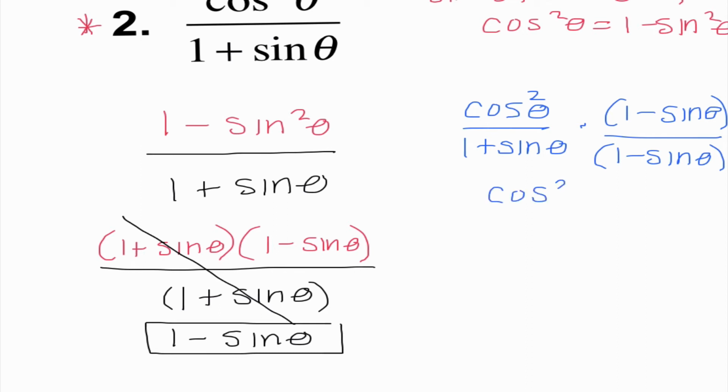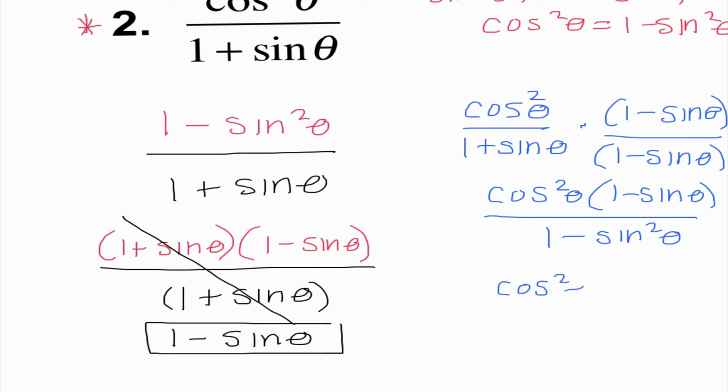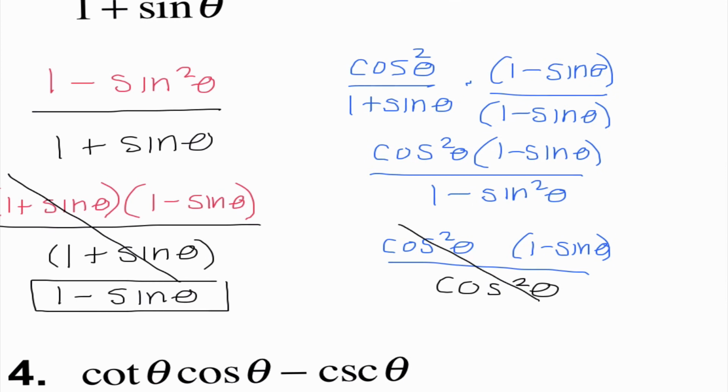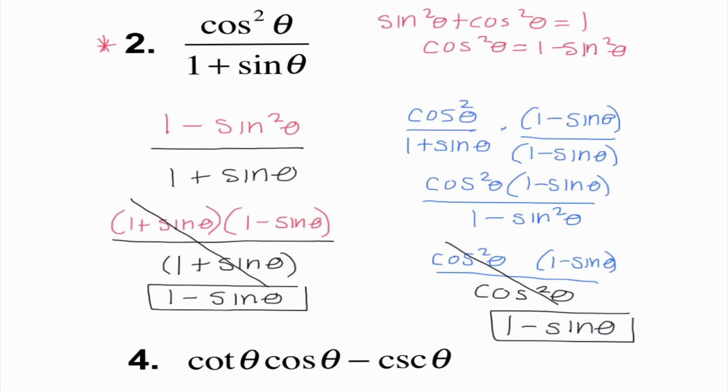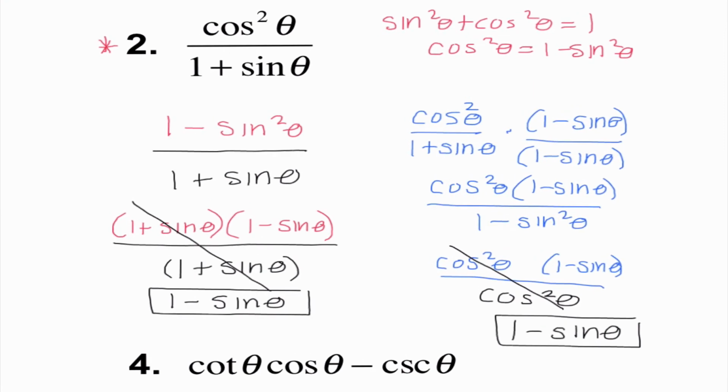So when I do this, I would get cosine squared times 1 minus sine. When I FOIL that denominator, I get 1 minus sine squared. Now, I know that 1 minus sine squared is really cosine squared. So I'm replacing that 1 minus sine squared with cosine squared. Those cosine squareds cancel out, and I am left with 1 minus sine theta. Okay, so once again, you guys obviously just need to choose one way. This way is definitely quicker, but I just wanted to demonstrate once again that if we're using things that are mathematically correct, it should lead us to the same answer.